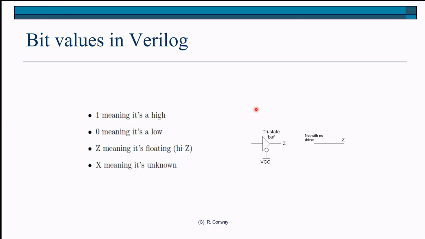So for example, the output of our tri-state logic gate here is a high impedance output, effectively indicating that there's nothing driving the output, and we can indicate that with our Z state. In a similar way, if you have a wire with nothing driving it, it can be denoted using the Z state. So Z indicates a floating state.